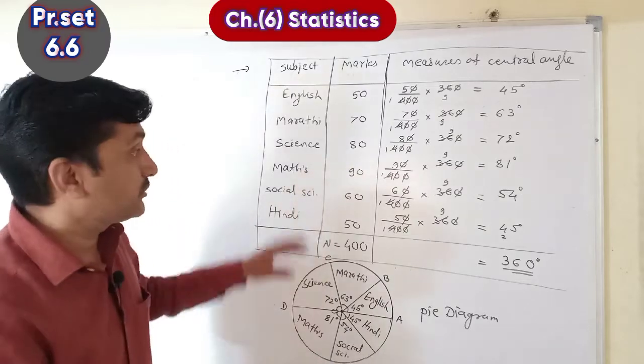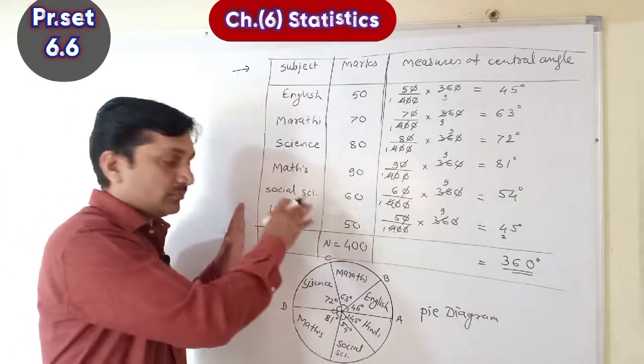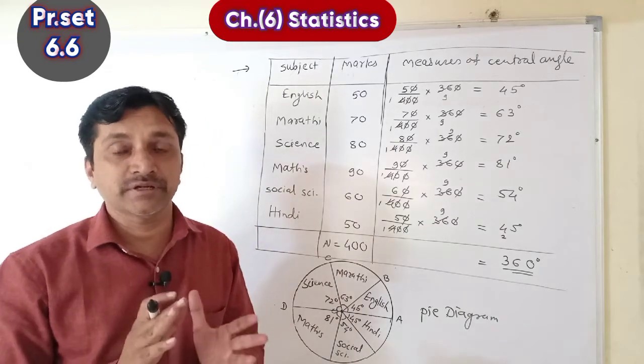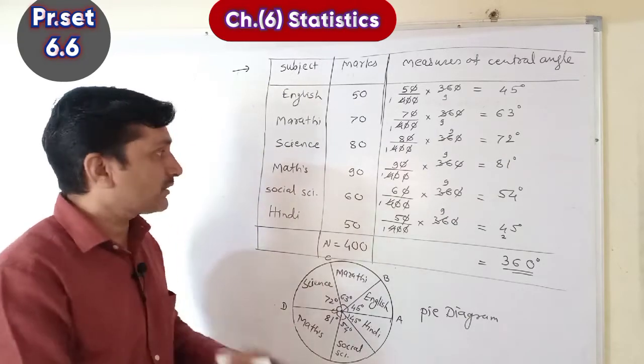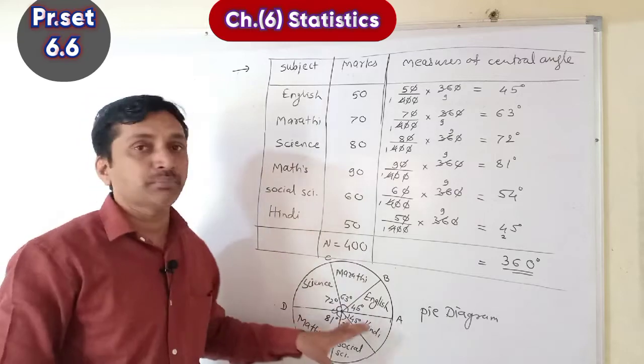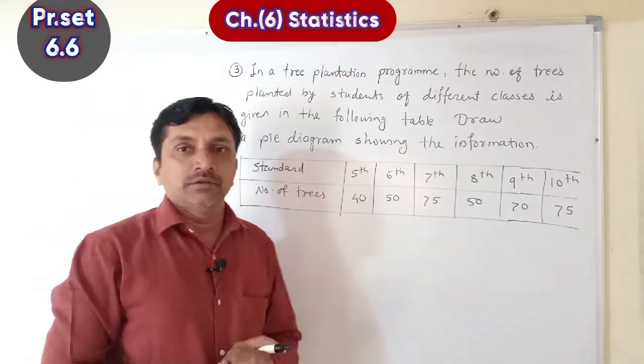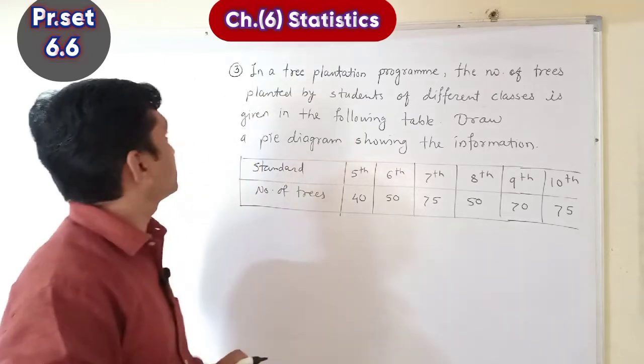But for pie diagram table is must. Without table, if you draw pie diagram, you will get 0 mark. Remember that. That's why when you draw pie diagram, table and then pie diagram, then only you will get full marks. Dear friends, let's see example number 3.